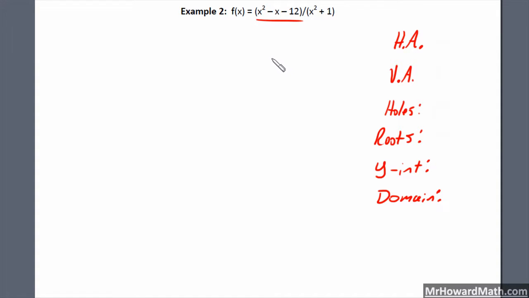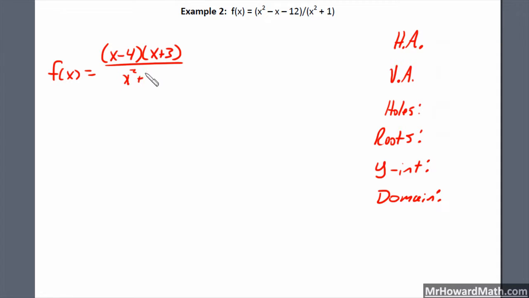But the numerator part will. So that would leave us with this if we fully factor it. We want numbers that multiply to negative 12 and add to negative 1. So those two factors would be x minus 4 and x plus 3. And that would all be over x squared plus 1.